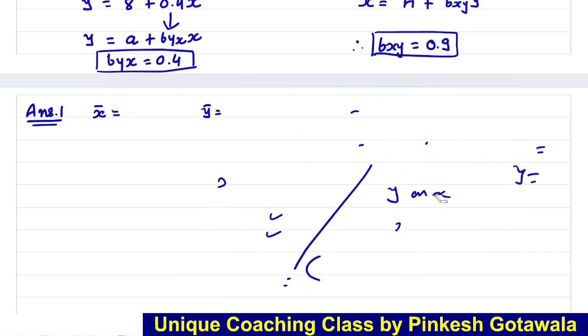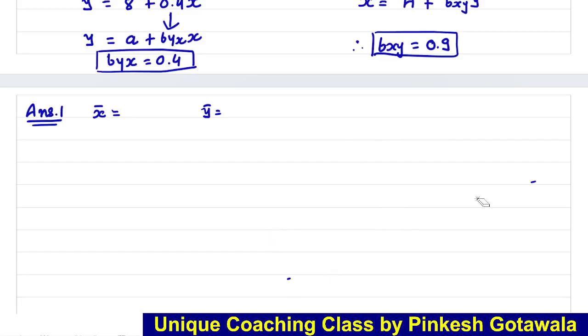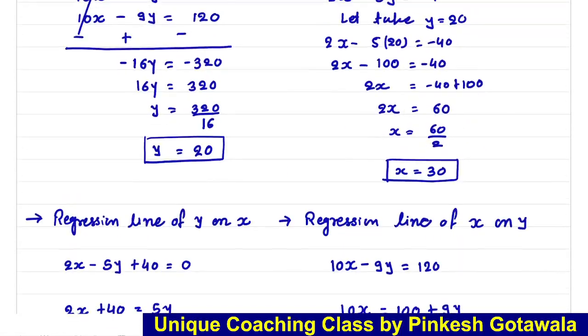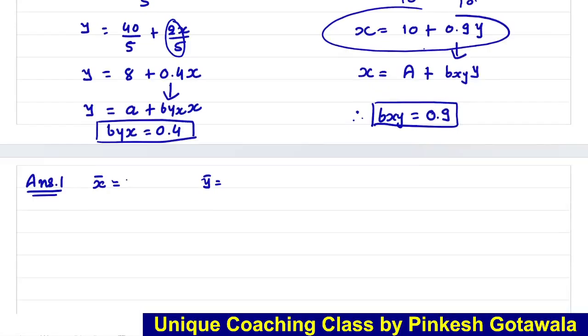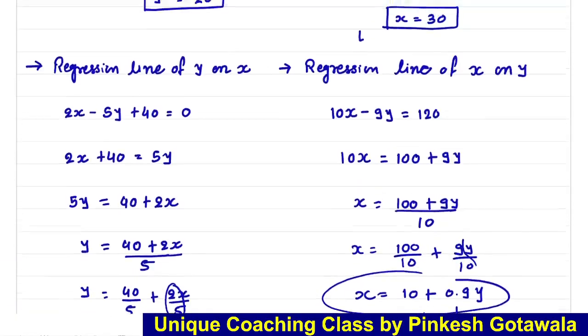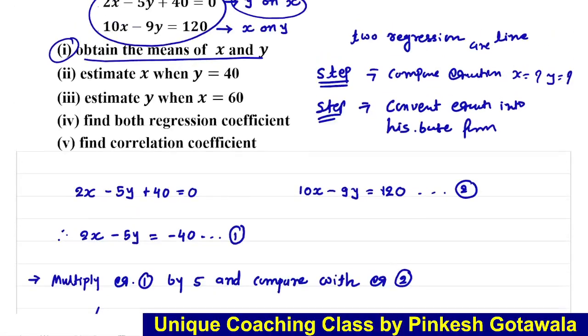So here if you compare the equations and get the value of x and y, they are equal to their means. Okay, so here we have to do nothing, we get the answer y is 20 and x is 30. So here x is 30 means x bar is 30, y is 20 means y bar is 20. Clear? Now the second, they ask estimate x when y is 40 and estimate y when x is 40.